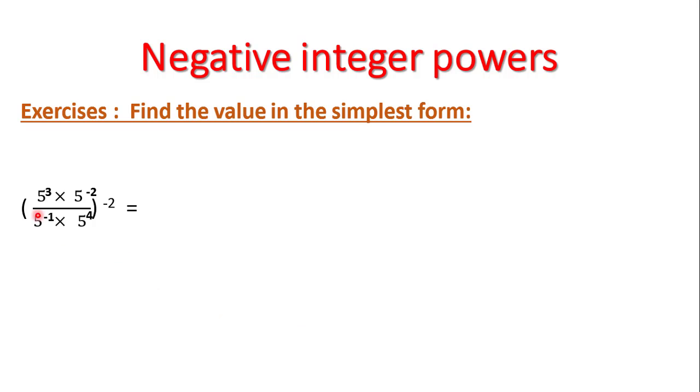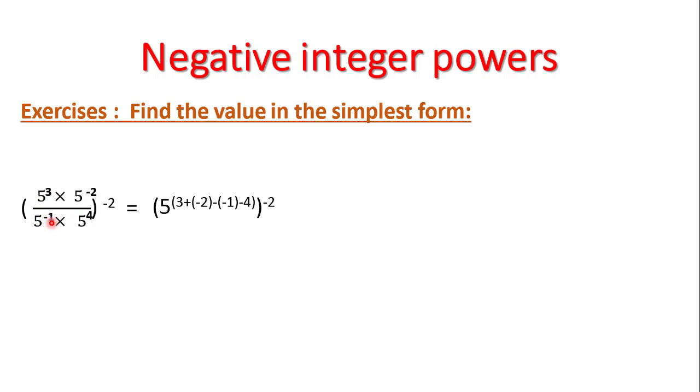Here we have 5 to the power 3 times 5 to the power negative 2 over 5 to the power negative 1 times 5 to the power 4, all to the power negative 2. At first, I'll perform the operation inside the brackets. All the numbers have the same base, so I'll add the powers here, because I have multiplication, and then I'll subtract the powers here.